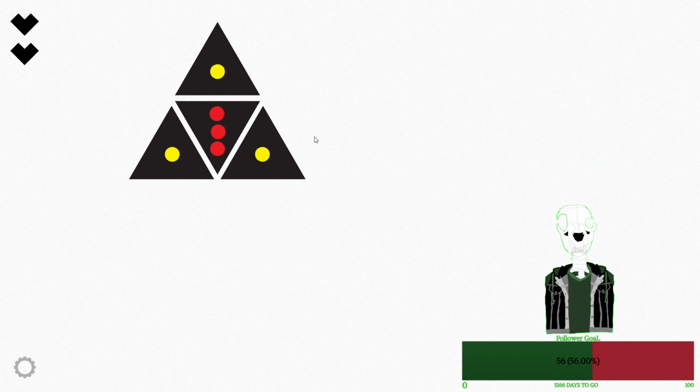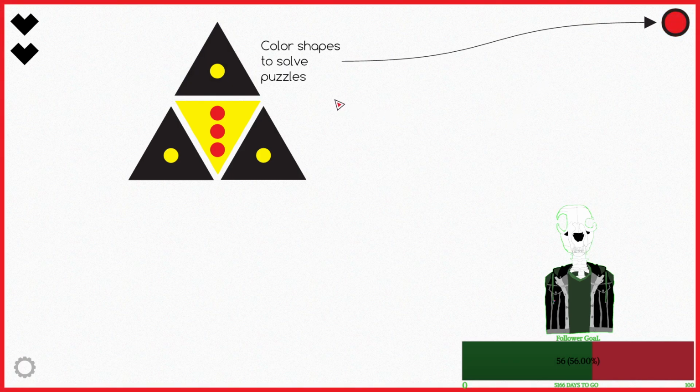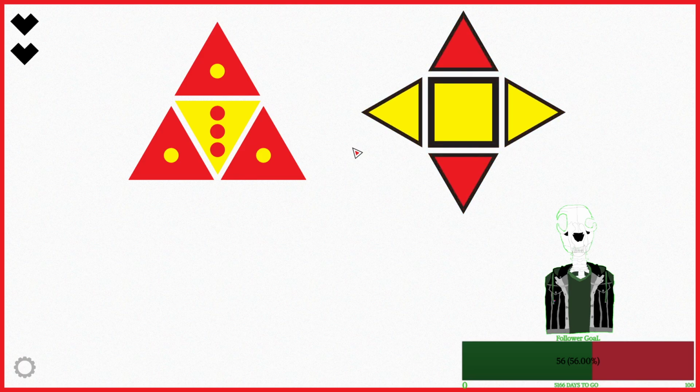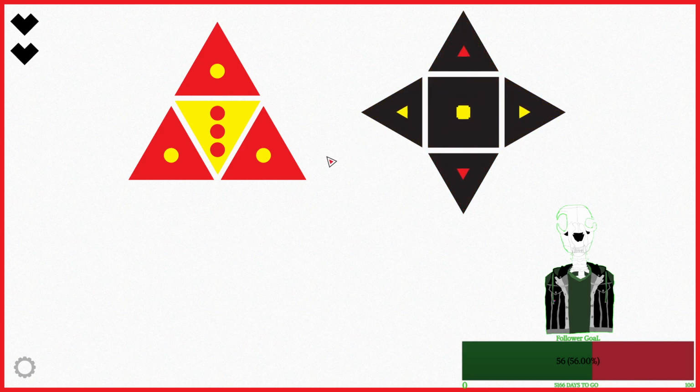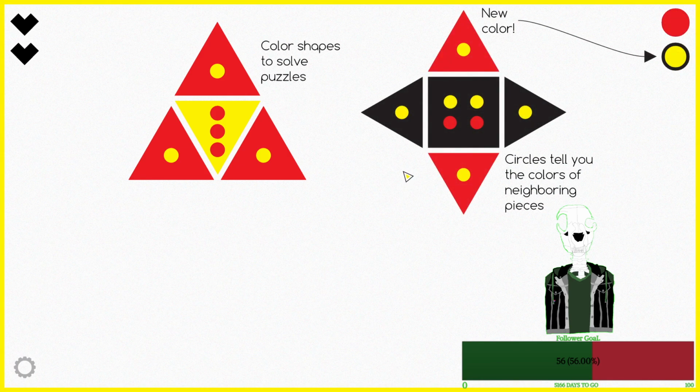Essentially, yeah, you use adjacencies and these circles to figure out where stuff goes. So like this is adjacent to a yellow. So this has to be yellow.